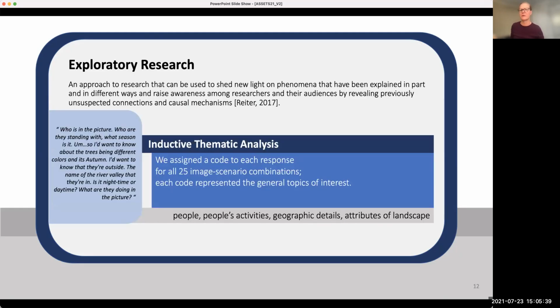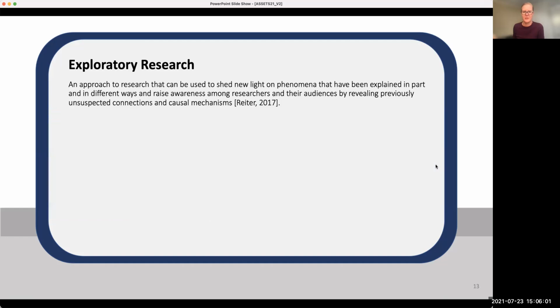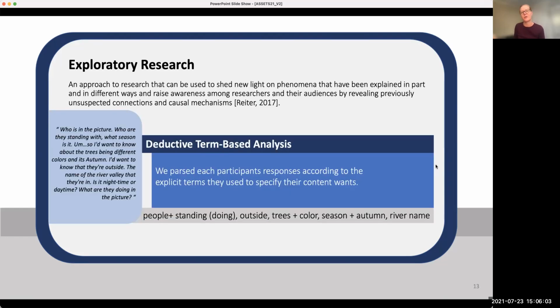First, we were looking at what central themes there were, or what people identified as most salient in the image. So here's a quote of somebody saying, I want to know who's in the picture. Who are they standing with? What season is it? I want to know about the trees being different colors. Is it autumn? I want to know that they're outside, the name of the river valley, the time of day, what they're doing in the picture. We also did a deductive term-based analysis where we parsed each participant's responses according to the explicit terms they used to specify their content wants.